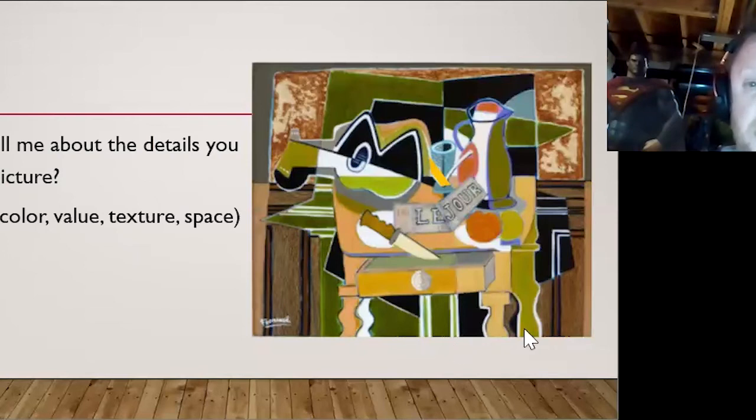It's pretty flat. There's maybe a little bit of overlap. That's when one thing is on top of another, because it looks like this little sign is in front of the vase and the vase is in front of whatever these shapes are. So there's a very small amount of space in this picture. Like I said, they're trying to make it really, really flat. So I think that's a pretty good description.